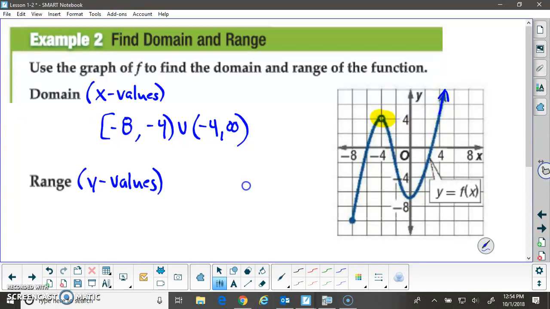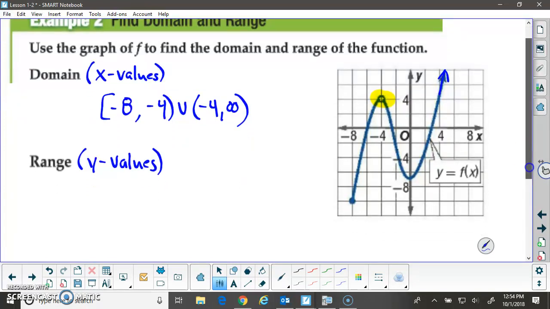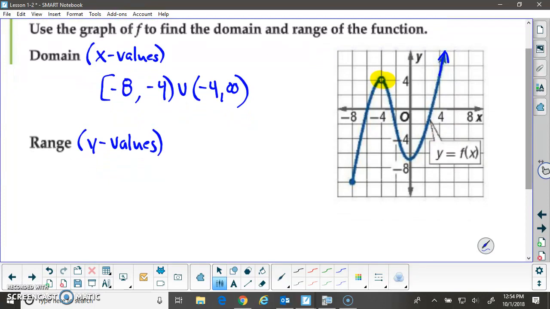Now the range is the y value. So you have to ask yourself, is there a lowest point to this graph? And there is, and that lowest point is negative 10. Then you have to ask yourself if there's a highest point to this graph. There is not a highest point to this graph, and everything above negative 2 at some point is defined, so that's why it's negative 10 to infinity, representing all the collection of y values.